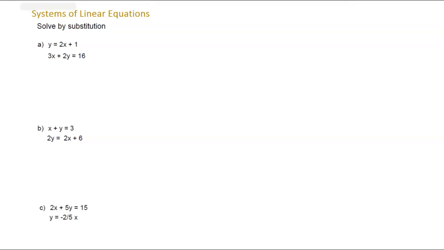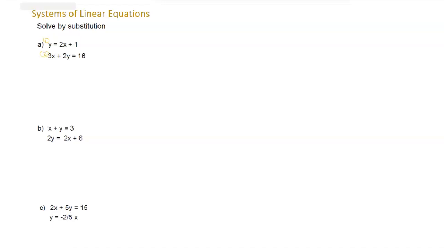Okay, now we're going to use substitution to solve systems of linear equations. To start with this first example, what I'm going to do is label each of my equations, one with a little 1 and a 2. That way I can more easily tell which equation I'm working with in each step.